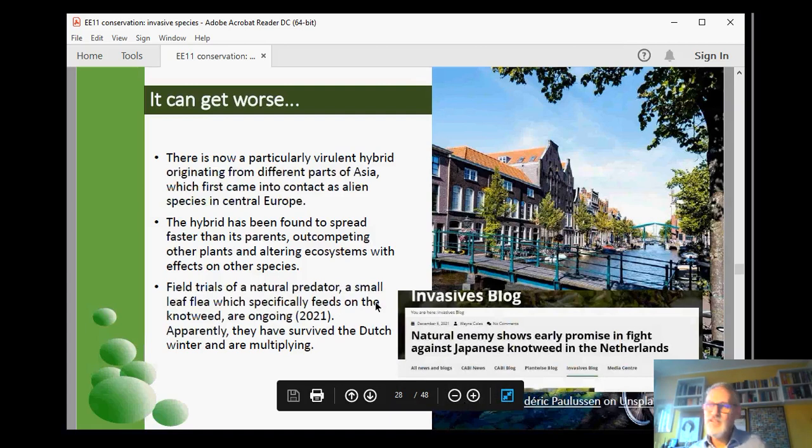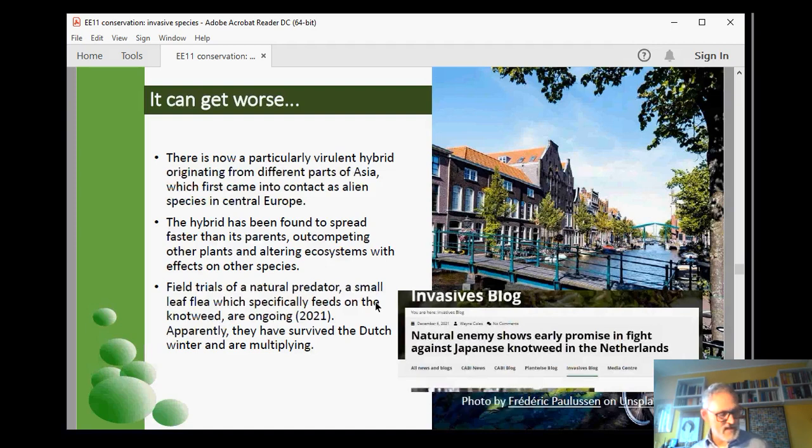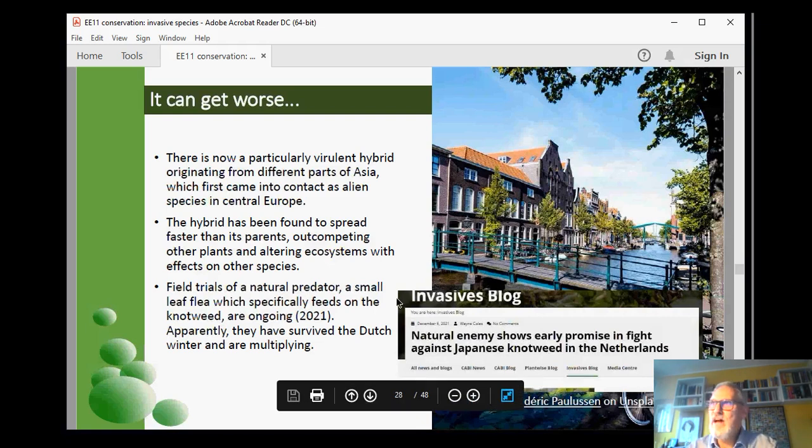I don't know whether anyone was ever interested in science fiction films of the 1950s and 1960s. There was a famous film based on a story by John Wyndham, The Day of the Triffids, and it was about a post-apocalyptic world in which carnivorous plants roamed the streets. Okay, not quite carnivorous, but these things are definitely a major problem.